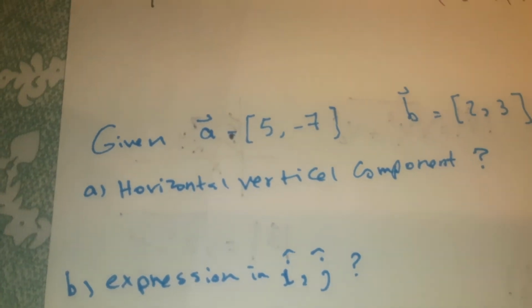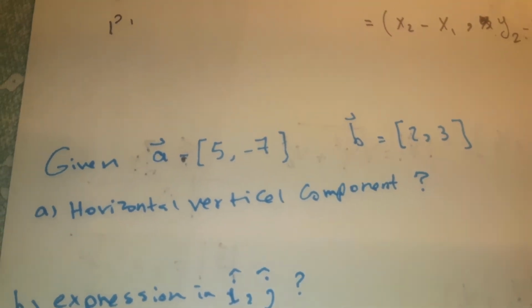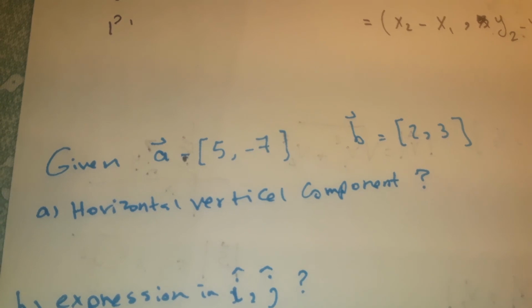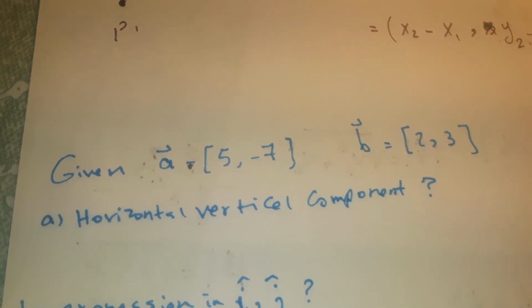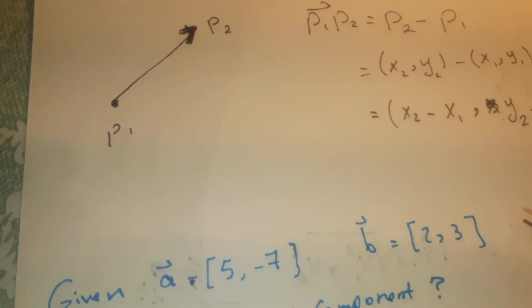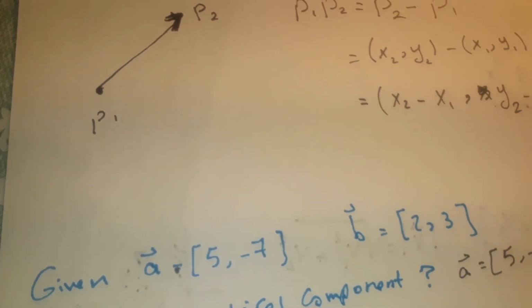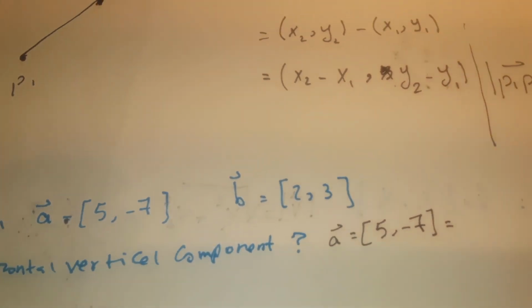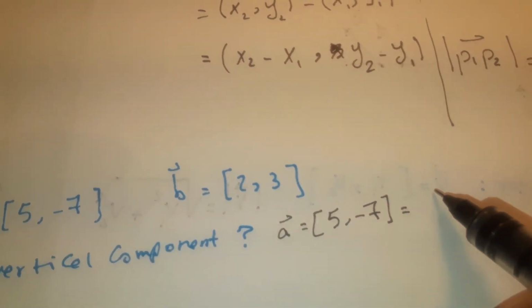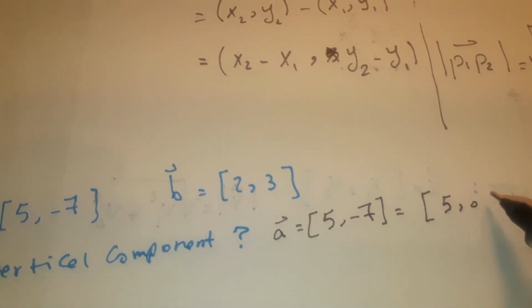So this is an example. You have a vector A and vector B. What are the horizontal and vertical components? So for A, which is (5, -7), it would be (5, 0). This is the x component.